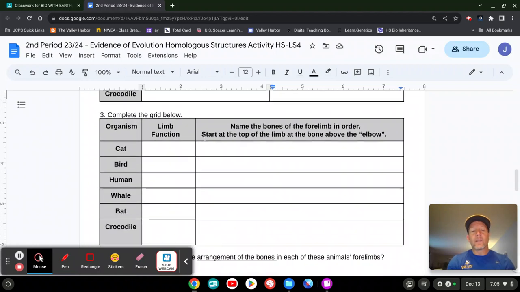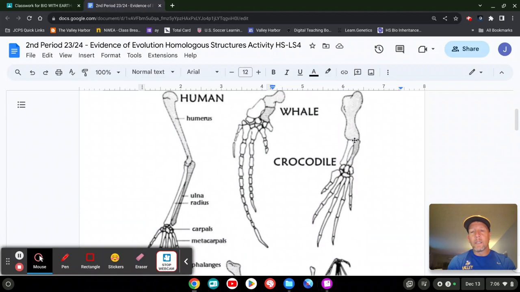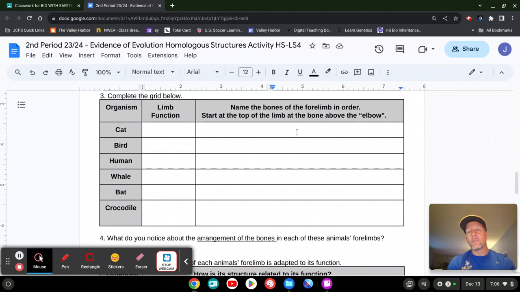Then on the next section of this, the limb function in a cat. What does it do? What is the function of that limb in a cat? And then name the bones of the forelimb in order and start at the top of the limb at the bone above the elbow. That's always going to be the humerus for most of these, right? Because here is your elbow. This would be the elbow if you would. So above it is the humerus, right? So you would start with that bone and come down through them.